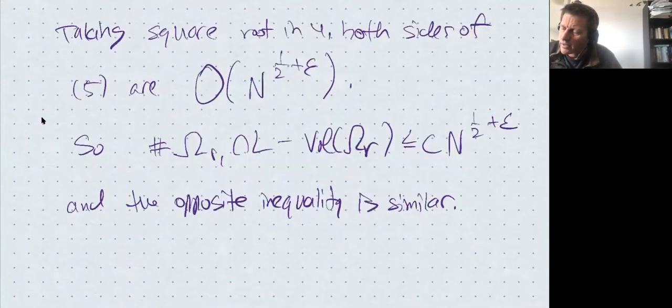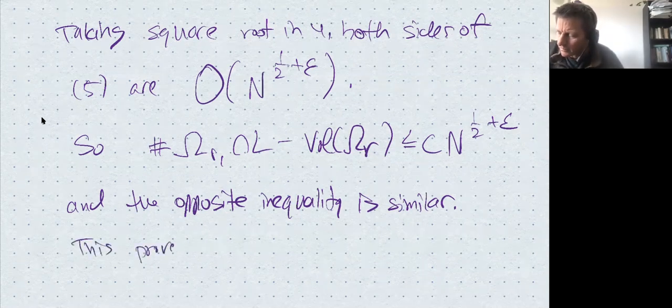I wanted the discrepancy between the volume of omega r and the number of lattice points in it to grow like the volume to the power 1/2, and that's what I've gotten. So this proves the theorem. Quadrilateral lemma.